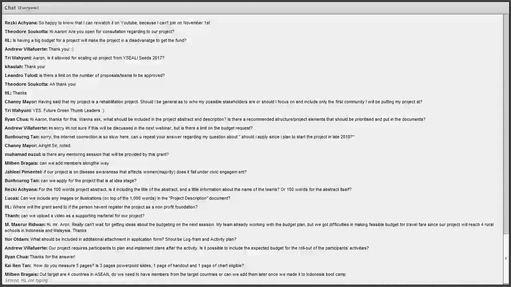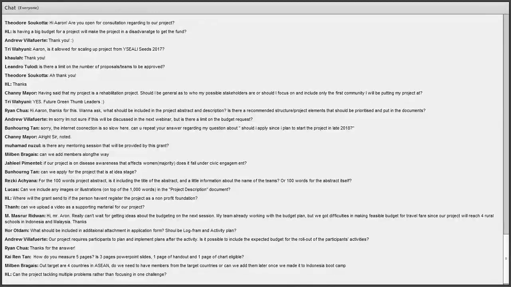Lucas asks, can we include any images or illustrations on top of the 1,000 words in the project description document? Lucas, great question. This is what we would include in the additional document section. You have those 5 extra pages. Please use those for your images and illustrations. We want you to be as creative, but the project description we want to be 1,000 words.